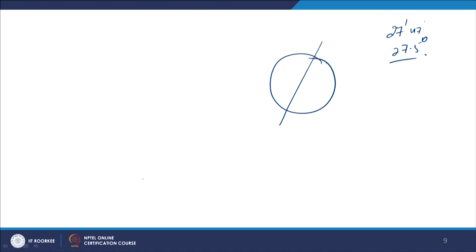Now, let us talk about the earth. Earth is inclined on its axis by 23 degrees 47 minutes, or we say 23.5 degrees, right, because the earth is inclined on the axis. When the sun rays fall, more radiation is received here rather than here.